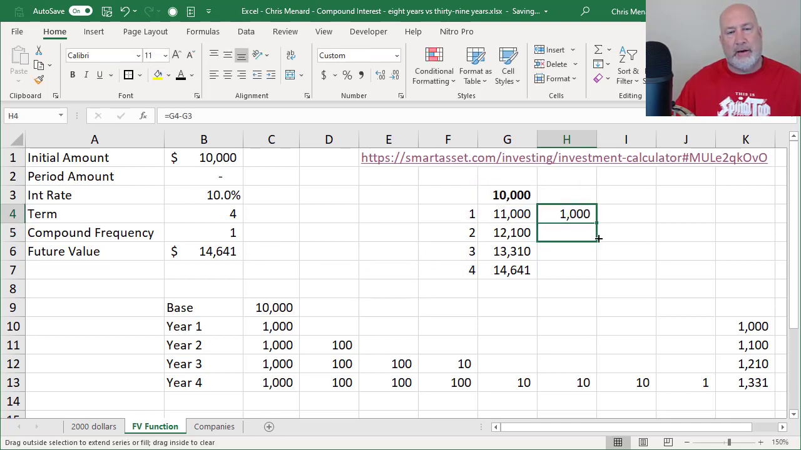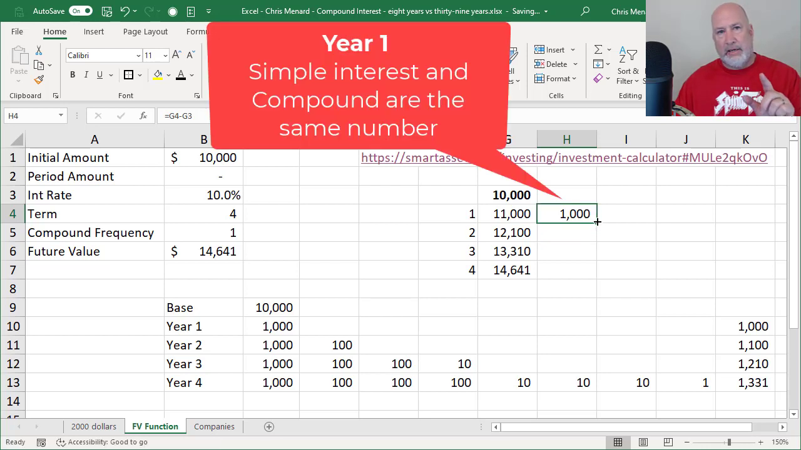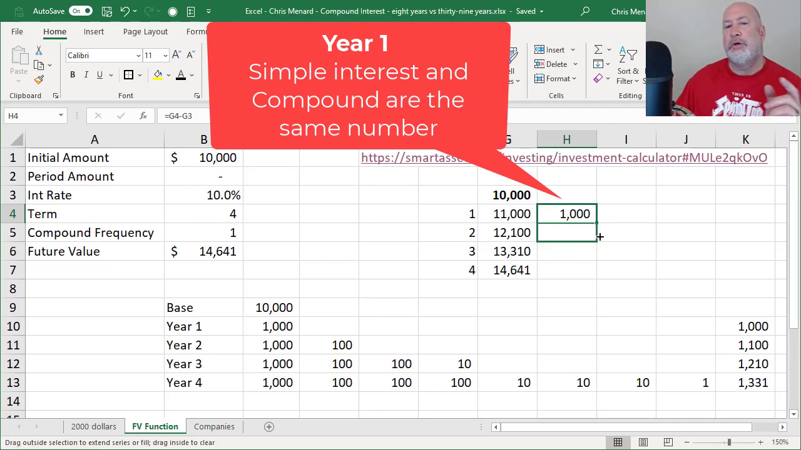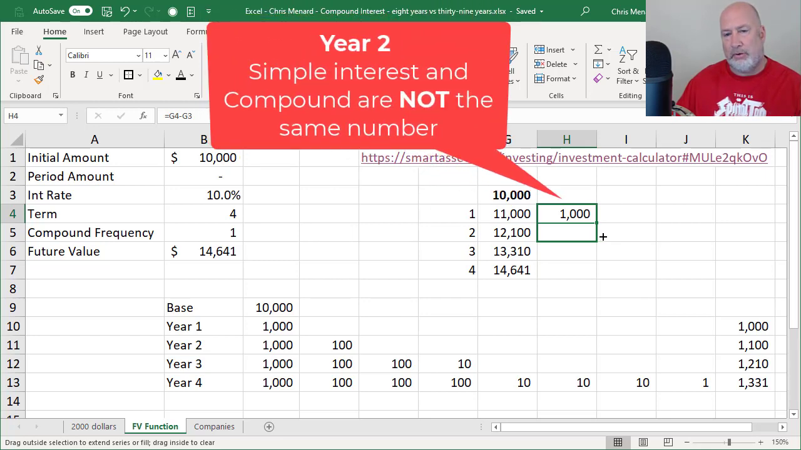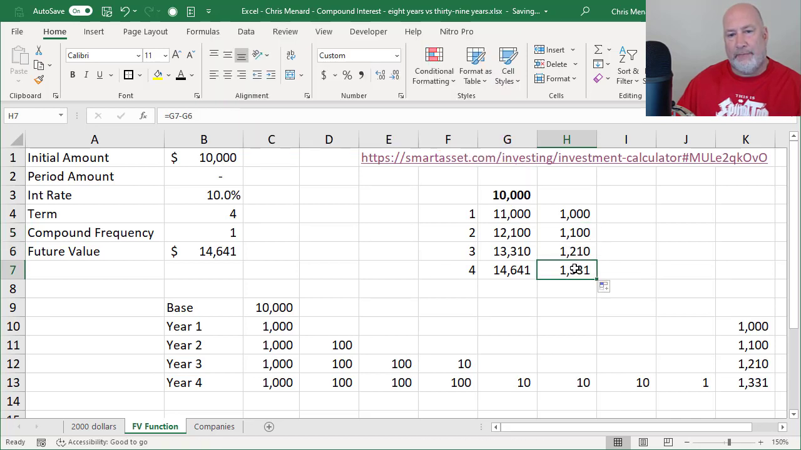What I want to point out is year one, I have $1,000 in interest. But here's the compounding. So year one, compounding and simple for me is the same. It'll be $1,000. But year two with simple, I would still have $1,000. But with compounding, I get interest on the interest. So it's $1,100. I'm going to autofill that down.